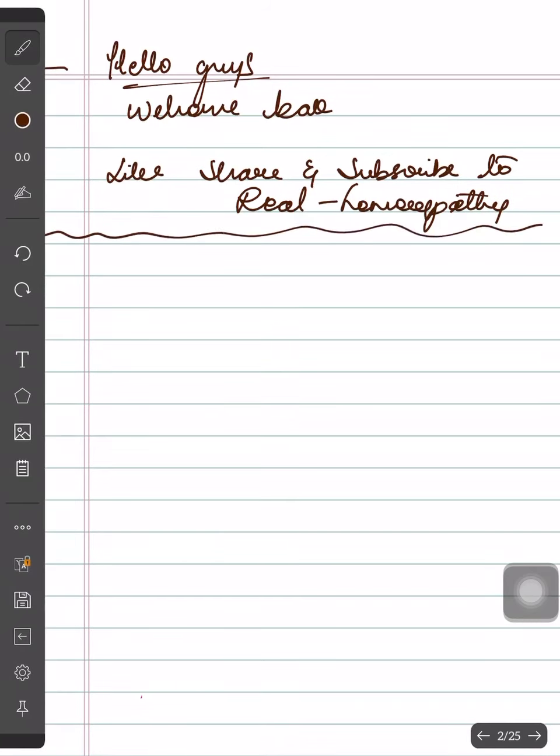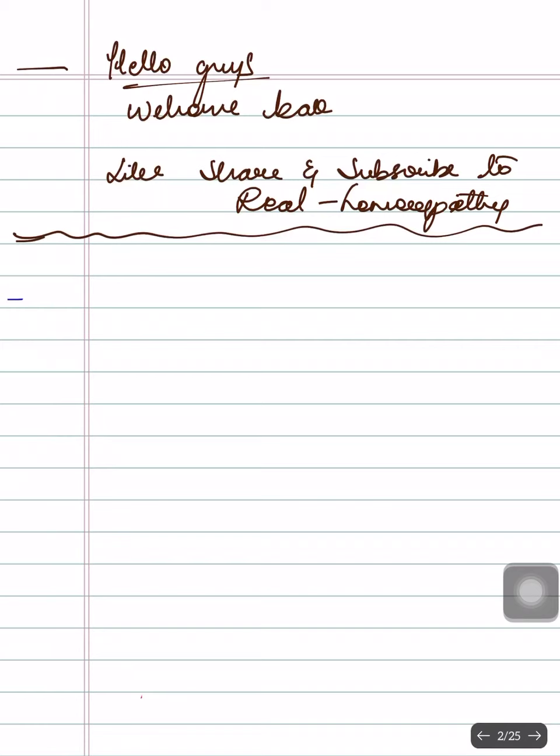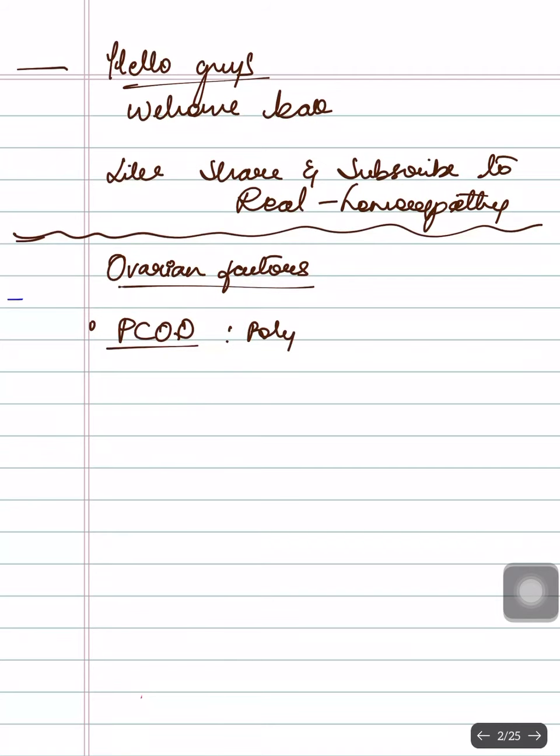And today I'll be explaining mainly the ovarian factors, which is polycystic ovarian syndrome. I said in the previous class that I'll be explaining PCOS and von Willebrand disease in the next class. So today in this class I'll be explaining the polycystic ovarian syndrome in detail.